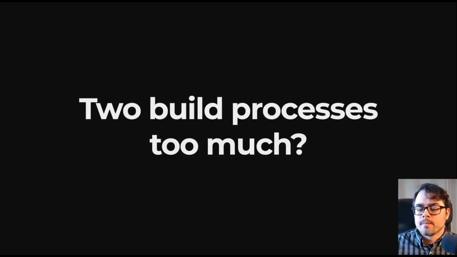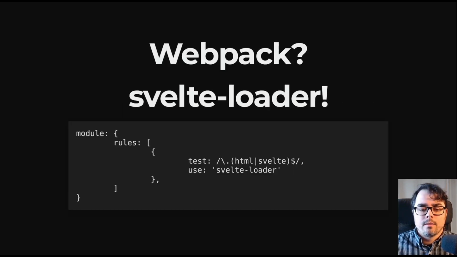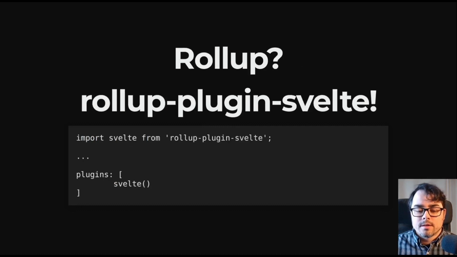So what if two build processes are too much? What can you do? Well, if you're using Webpack, you can use Svelte Loader and modify your build process so that any Svelte components in your code base get compiled to JavaScript on the fly. If you're using Rollup, similarly, there's a Rollup plugin for Svelte that is pretty straightforward to use. And if you're using another build process other than Webpack or Rollup, then there are other options available, or you can use the separate NPM module approach that I've shown you.